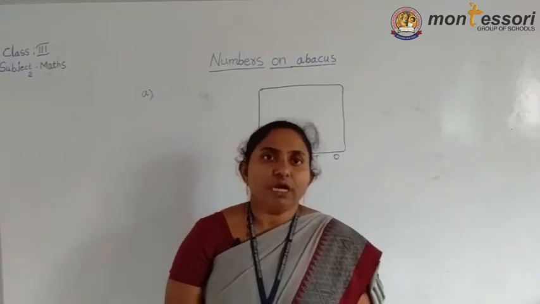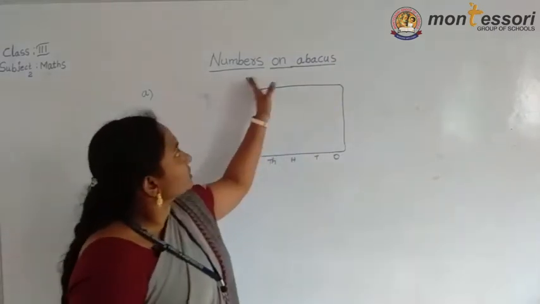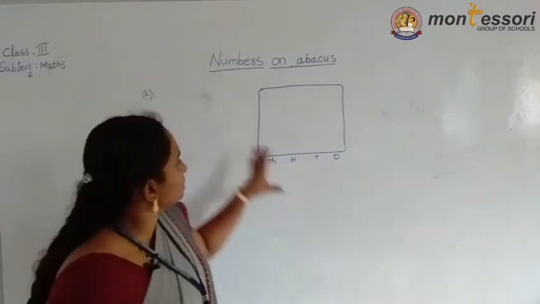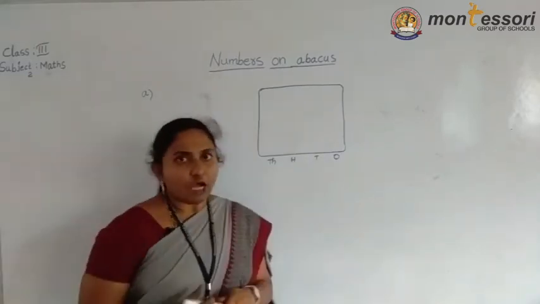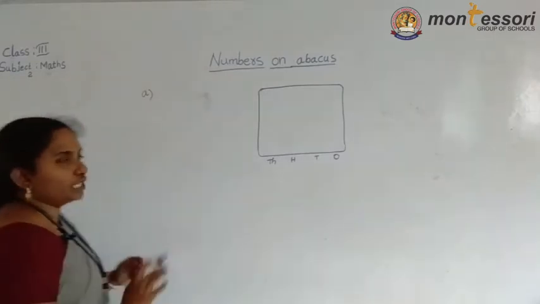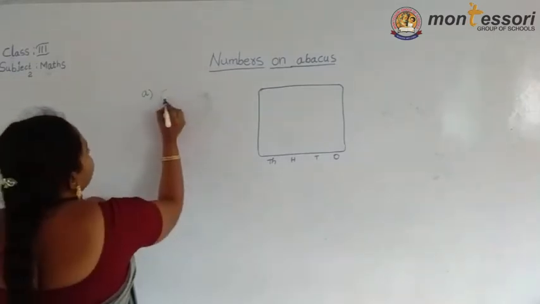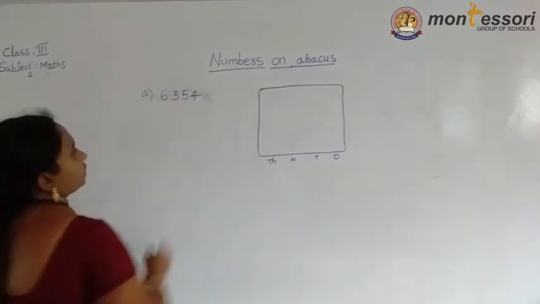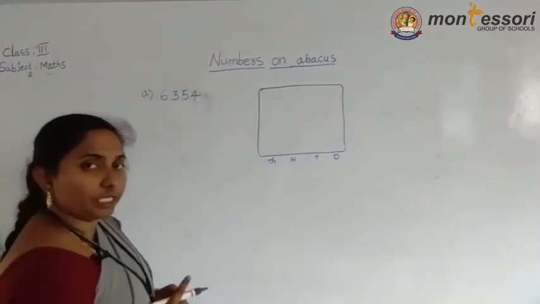Okay, now how do we write numbers on an abacus? So what does abacus mean? This is the frame of an abacus. Now, for example, I give you one number, any number. 6354. Now this is a number. How do we read this number?